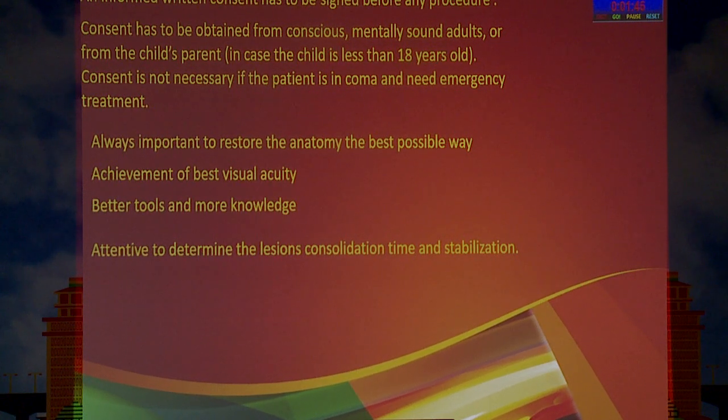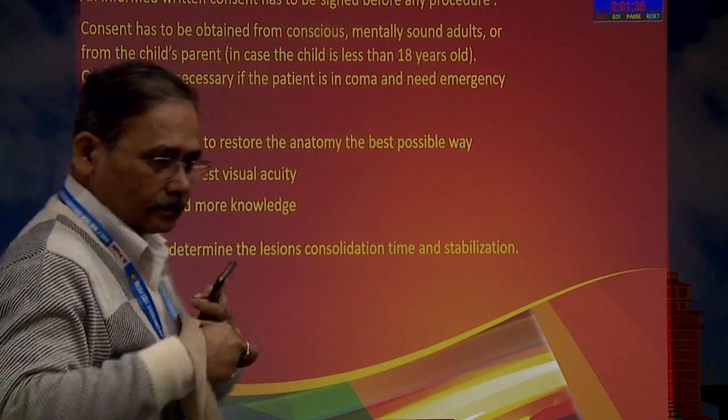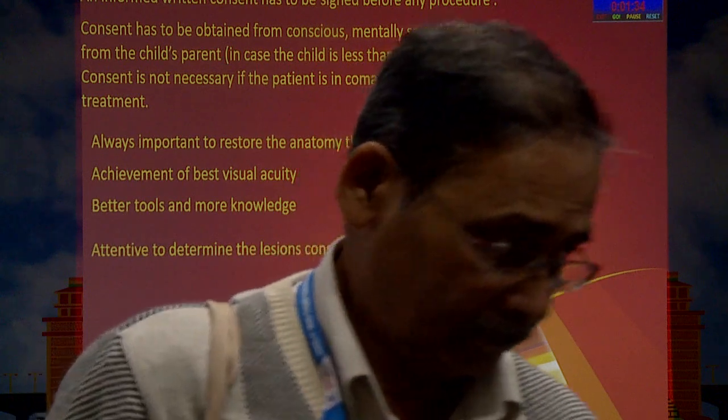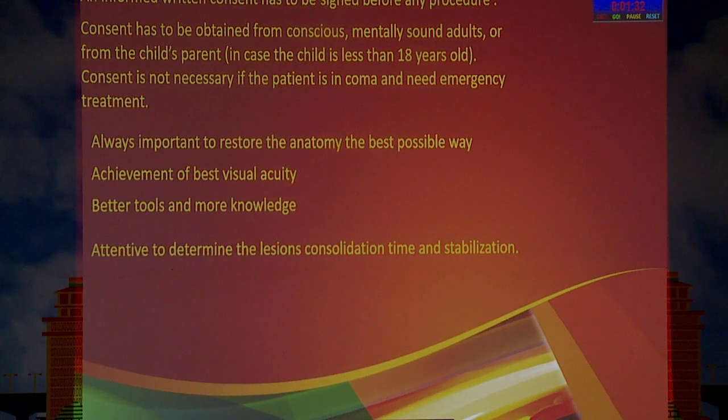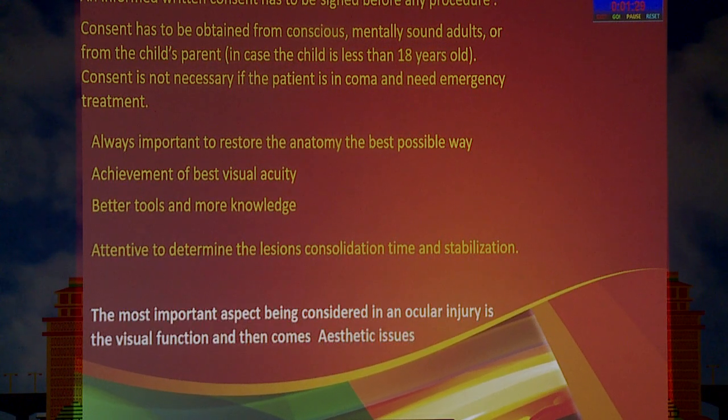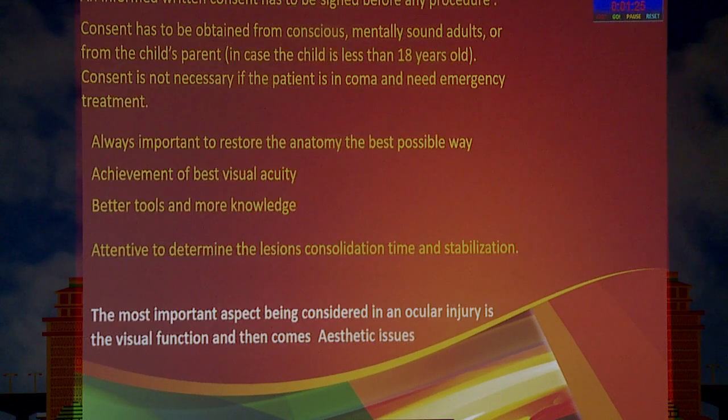and consent should be from the patient if he is conscious. It is always important to restore the anatomy in case of injury. Achievement of the best visual acuity is important. Always have better tools and more knowledge, and be attentive to determine the lesions, consolidation time and stabilization. The most important aspect in an injury is that visual function and anatomy should be the important issue. The ophthalmologist must have the skill to interpret the trauma mechanism and correlate it with the trauma they are seeing.